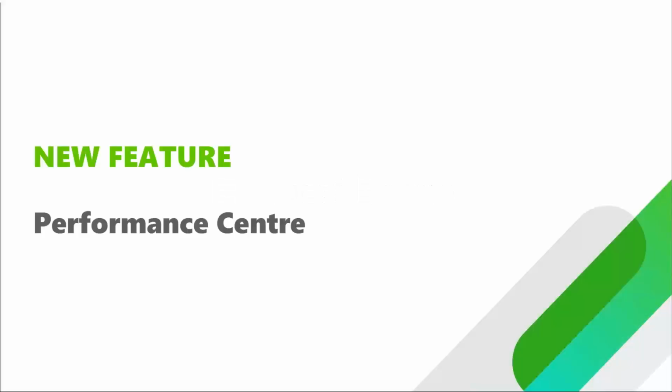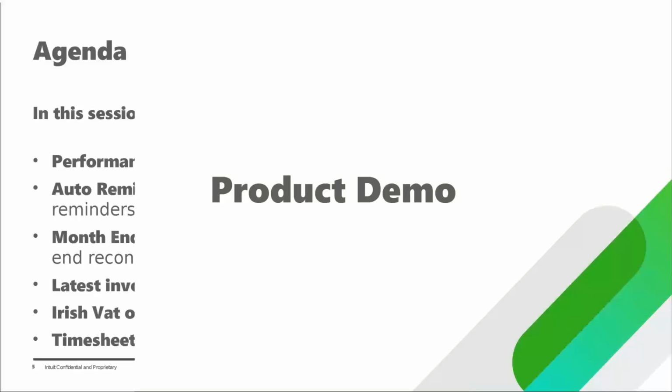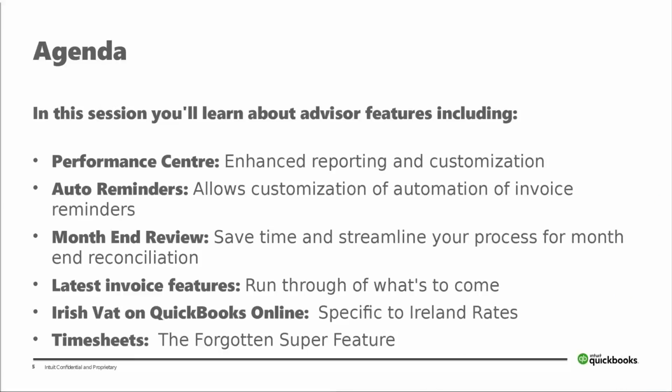Now, okay, I'm going to demonstrate those items we just had a look at. So I'll just jump back, sorry, to the features. I didn't really explain them fully there, did I? The Performance Center, okay, it does a lot more than those two words indicate, okay? I'm going to show you auto reminders in relation to invoicing and sales for your own clients and for clients of your customers. Month-end review is just in about 3 weeks, okay? It's a great little checklist feature and we'll see what that does. The latest invoice features haven't fully landed yet in QuickBooks Ireland, but I'm still able to show you here today what they do. Irish VAT on QuickBooks.